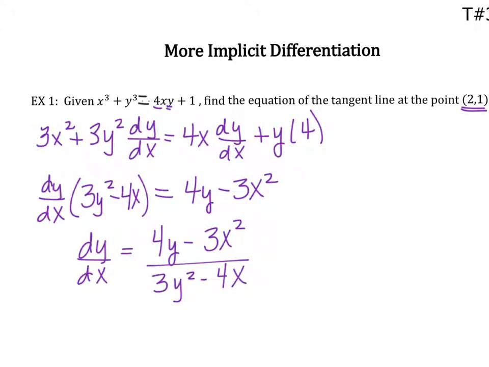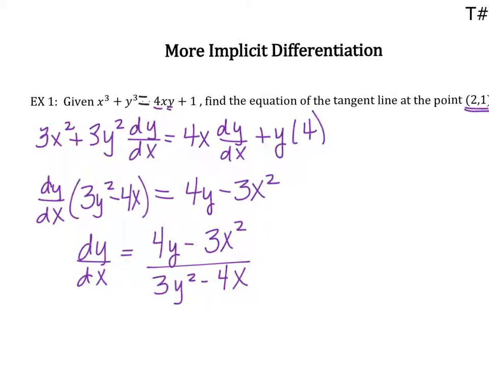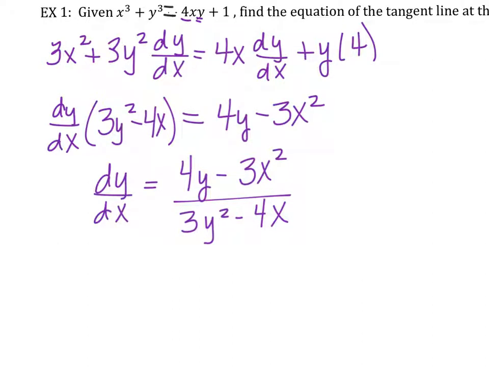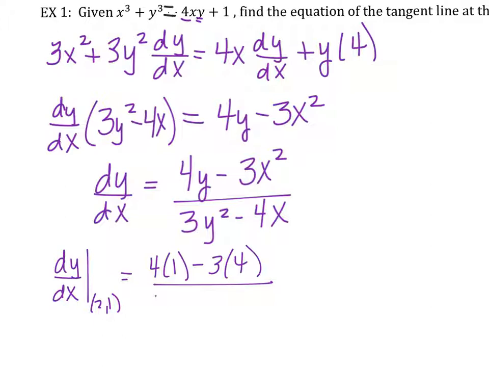I'm not done. That's good that I have that, but I'm going to need more stuff. So I'm going to evaluate dy/dx, and remember the notation for that. I'm going to evaluate dy/dx at the point (2, 1). So I put that notation down there. So that would be 4 times 1 minus 3 times 4 over 3 times 1 minus 4 times 2.